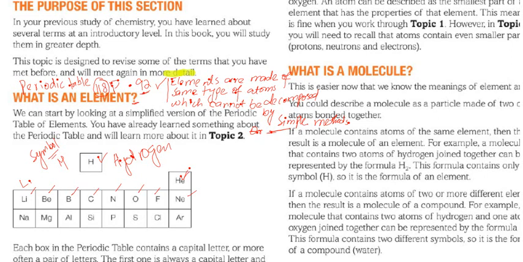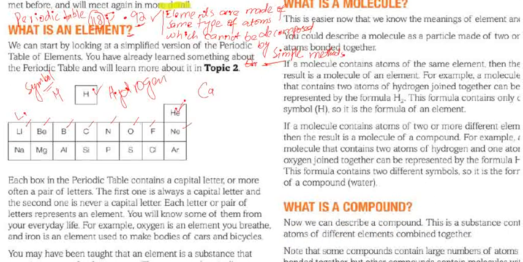If there are two letters, then the first is capital, like calcium, and the other is some other letter. So you can see each box in the periodic table contains a capital letter, or more often a pair of letters. The first letter is always capital, and the second one is never a capital letter. Each letter or pair of letters represents an element.